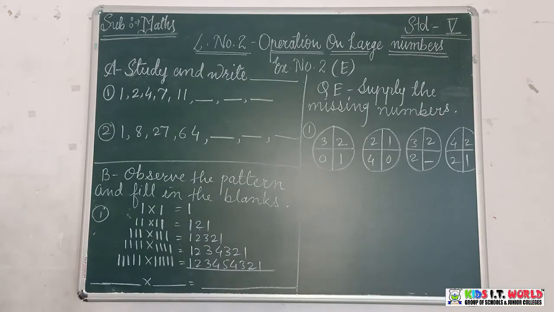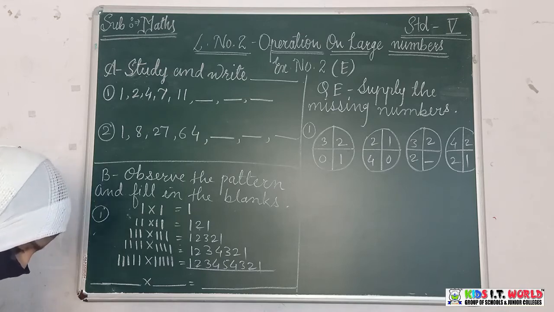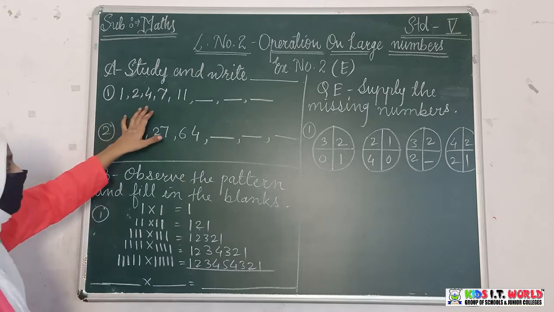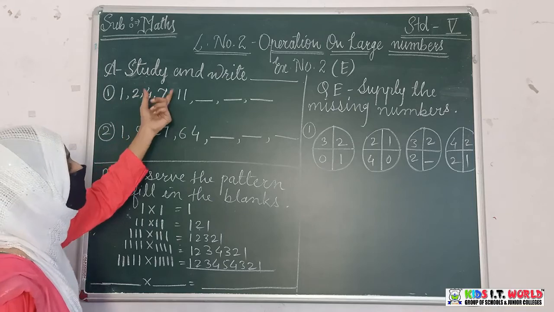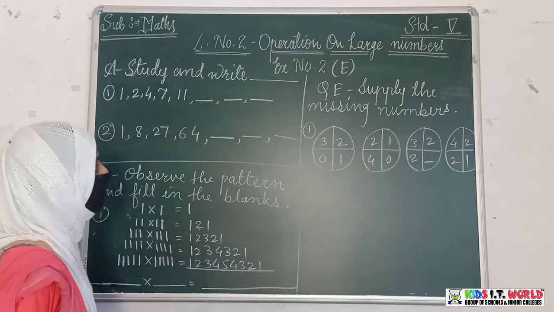Now, the last exercise of this lesson is based upon the pattern. Here, you have to complete the given pattern. So, our first question A is written on your workbook page number 30. The first question is: study and write 3 more terms for each of the following patterns. Means they have given you the pattern. You have to study this pattern and continue this pattern till to fulfill these 3 values.